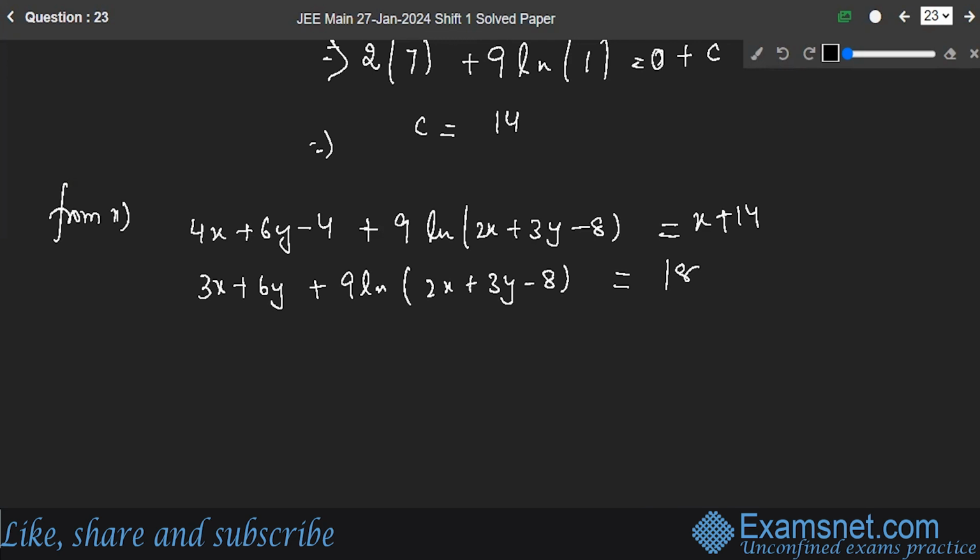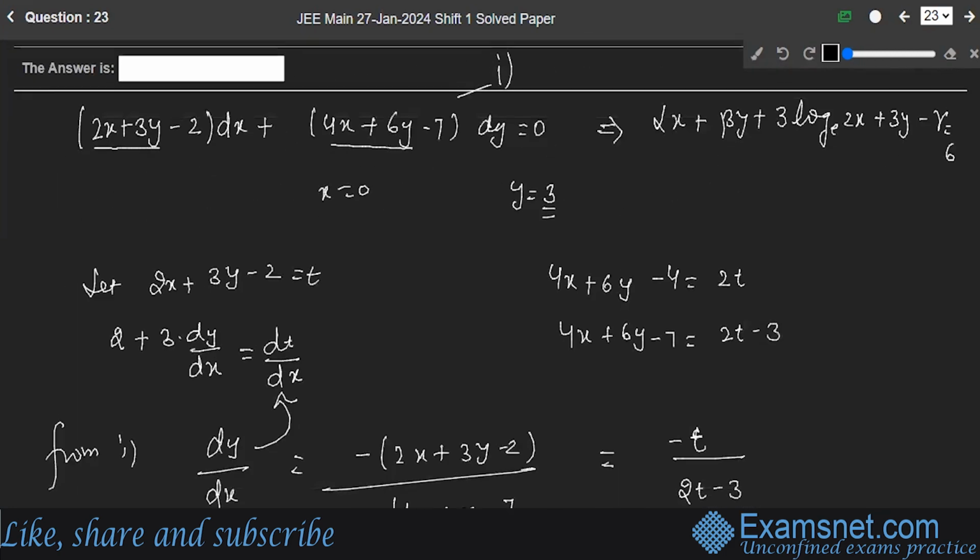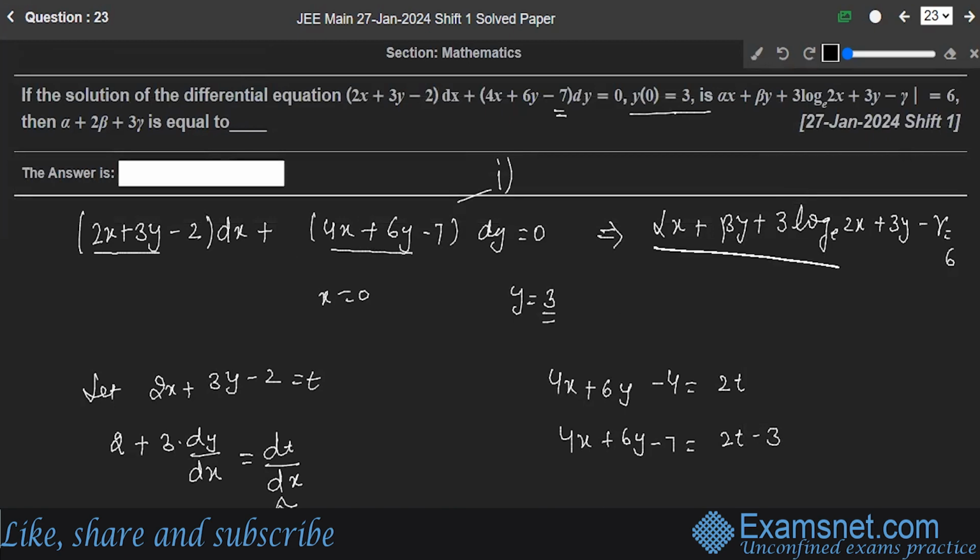I'm dividing both the sides by 3. So you will have x plus 2y plus 3 log(2x + 3y) minus 8 is equal to 6. Yeah, 6 over here. Okay, so if I compare it with the given equation, the solution is this equation. Let's write down the equation.